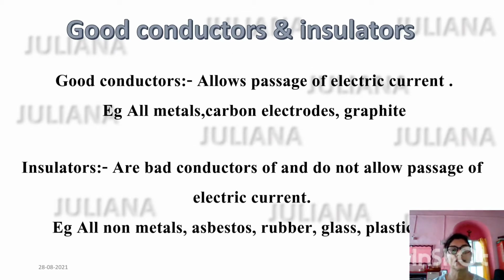Among the insulators are all non-metals. Asbestos, rubber, glass, plastic, all these can be examples of bad conductors, and as they are bad conductors, they can be used as insulators.